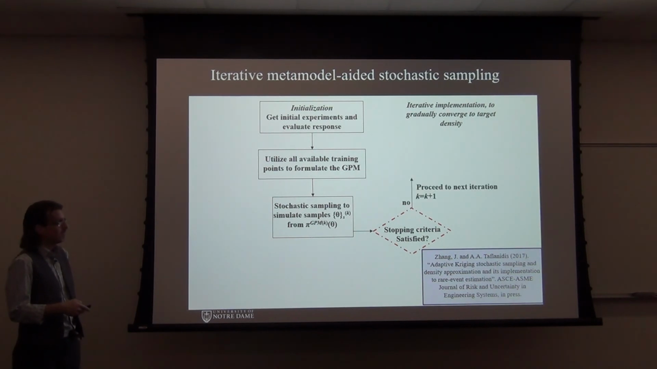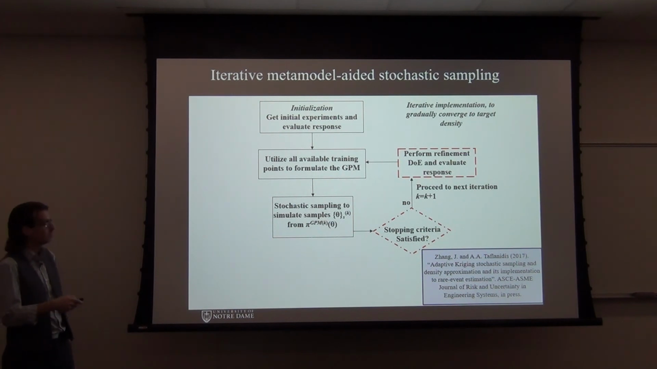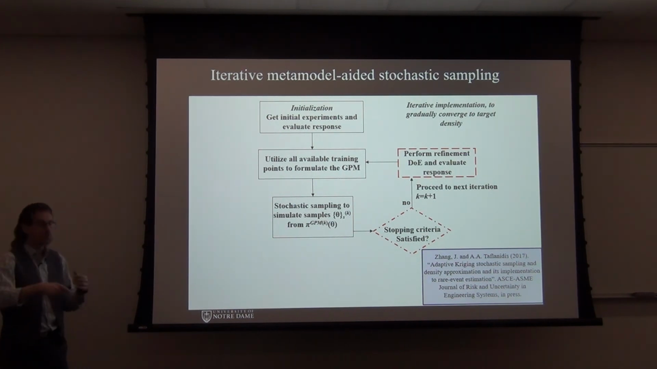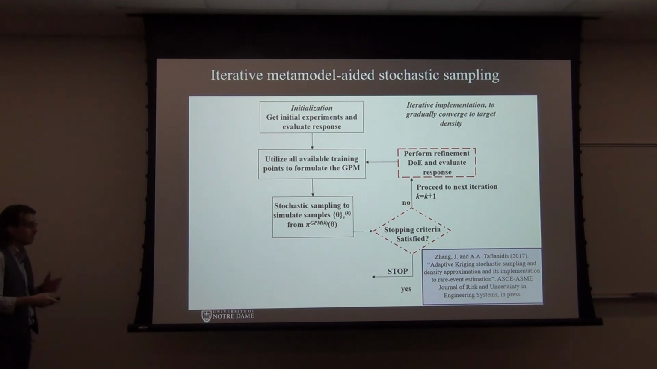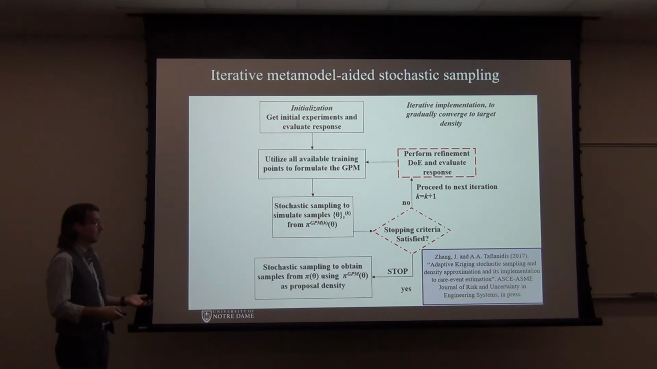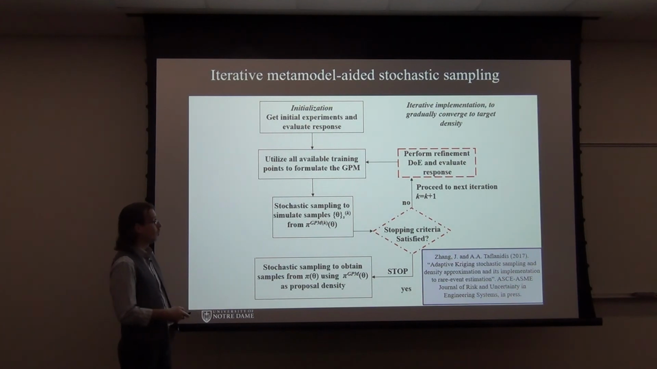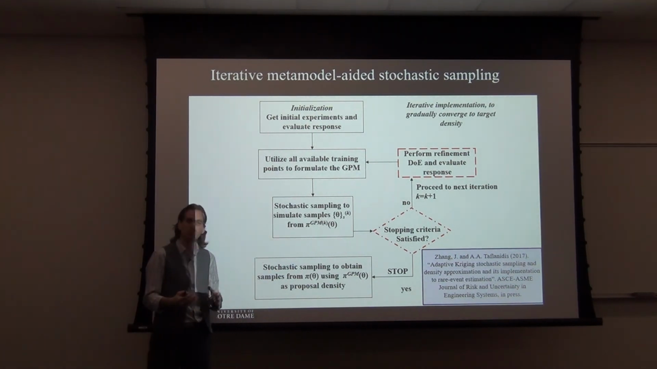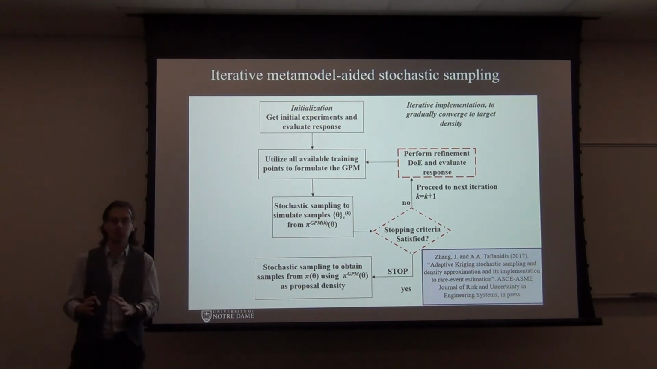If not, we're going to proceed to the next iterations, where we're going to again get new experiments, refine our meta model, and continue this iterative step. If the stopping criteria are satisfied, then we stop. And at this point, you have samples from your approximate density. If that's good enough for you, you're okay.